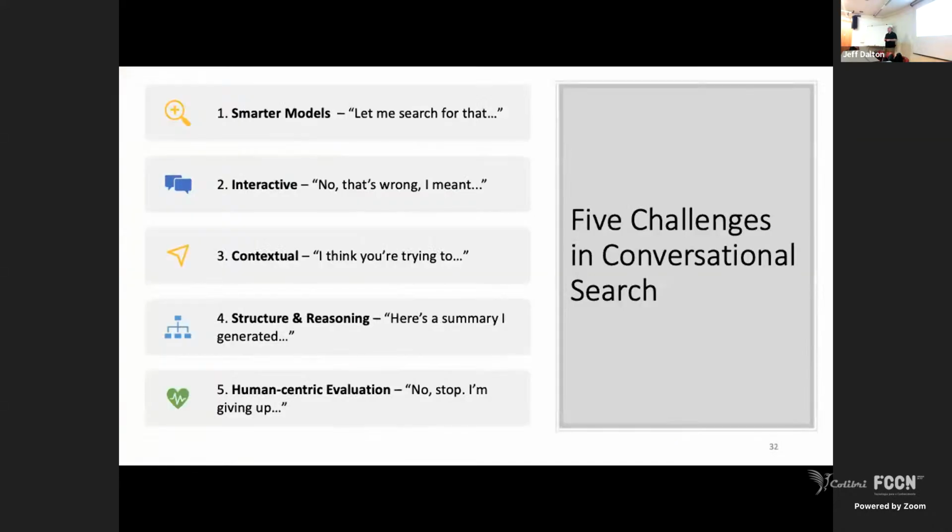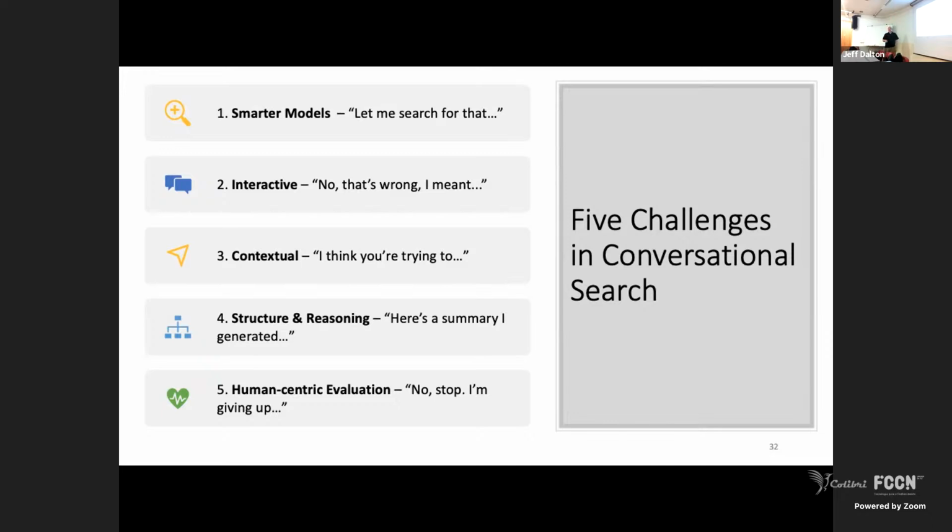So I want to highlight the fact that there are really 5 key challenges that I think make conversational search a really interesting research area. It's why I get up in the morning and try to work on it. The first is the fact that we need better models. The conversational search models, the models that we'll see later, still fail a large fraction of the time. So we need better fundamental language models, better fundamental search systems that can understand and accept user state.